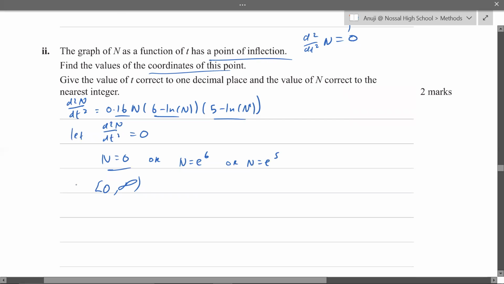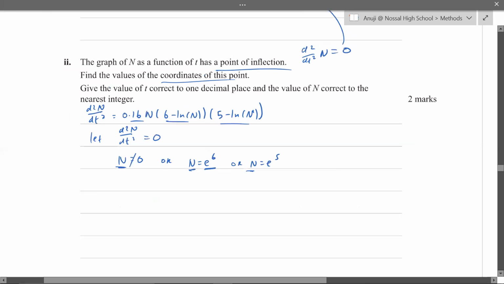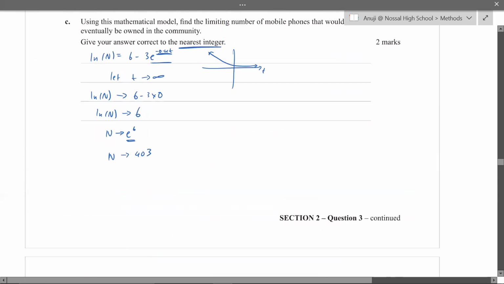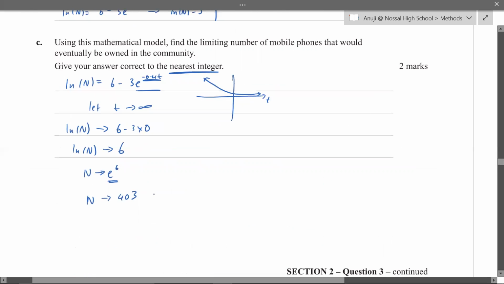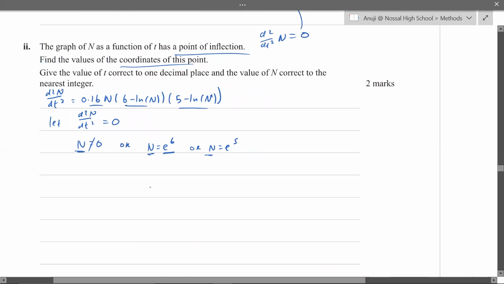Oh, sorry, no. This is n values, not t values. N is not 0 because t starts at 0, and when t starts at 0, the graph looks like this. So n is never 0, so it's not this answer. When n is equal to e^6, that's actually the answer from here, this one. So this is not a point of inflection. That's just when the graph starts to plateau, like just starts to become flat. So it's not that one. So the only option is e^5.